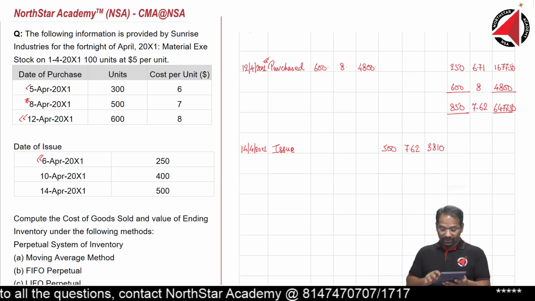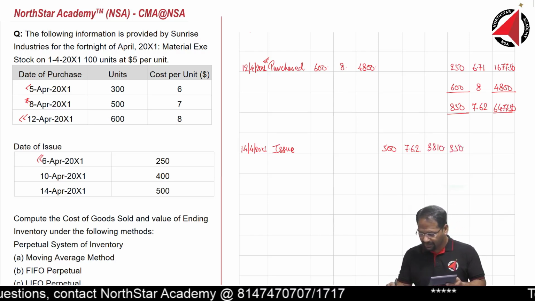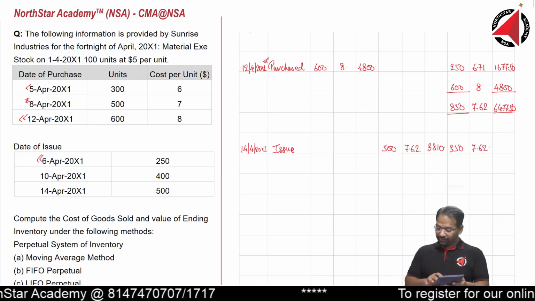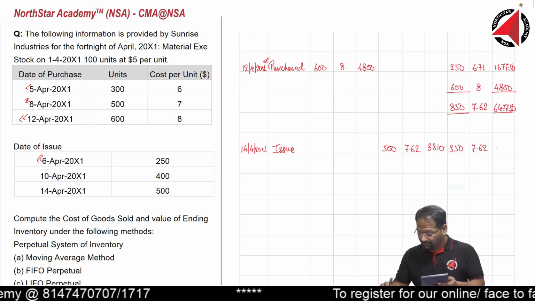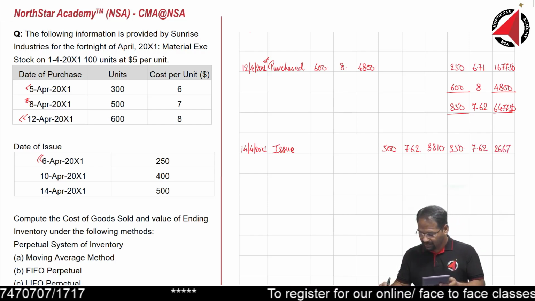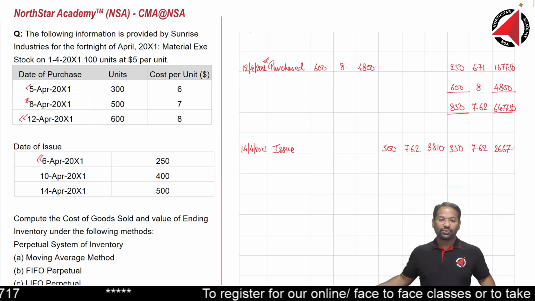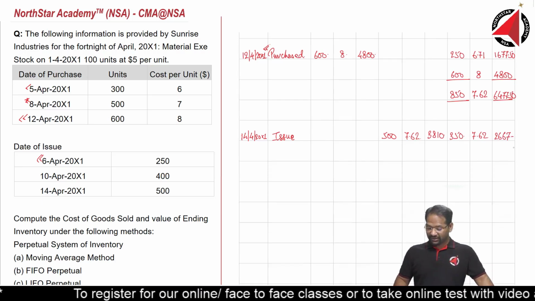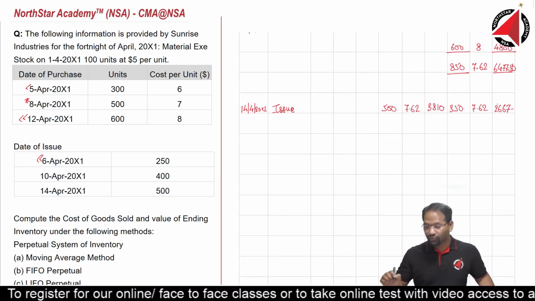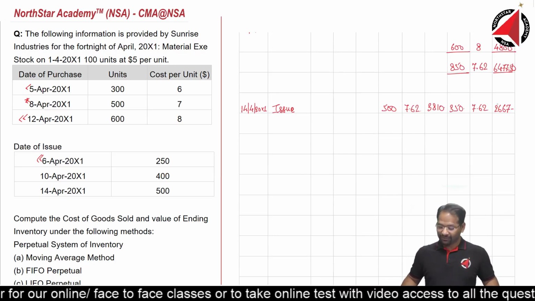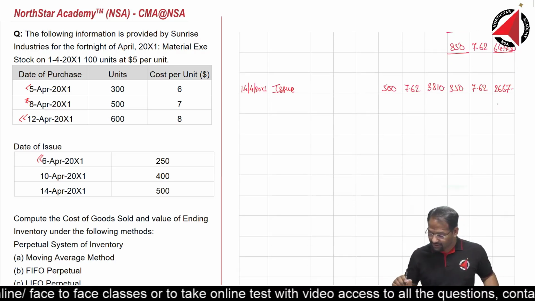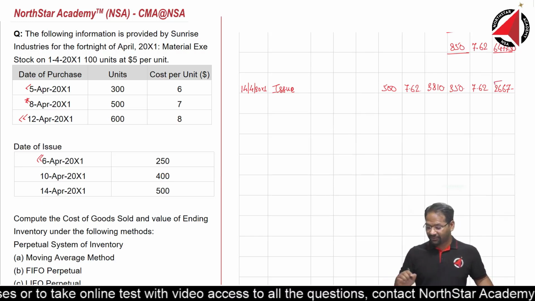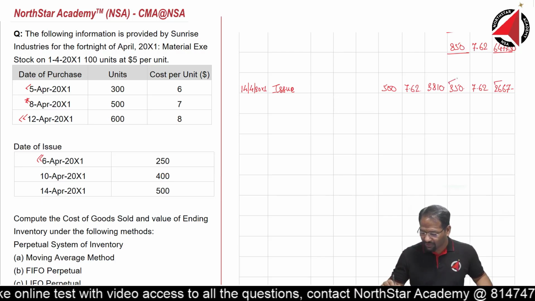How much is left? 850 minus 500. We are left with 350 units. At what rate? At the rate of 7.62. So 350 multiplied by 7.62, we are left with $2,667 worth of inventory. So if the question says what is the value of your closing stock? So the value of closing stock is 2,667. So let's write closing stock value is how much? This amount, 2,667.